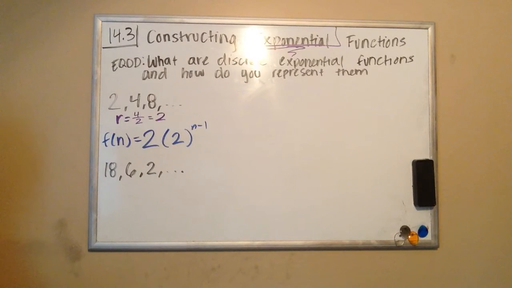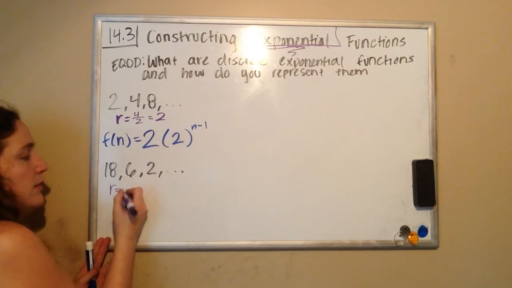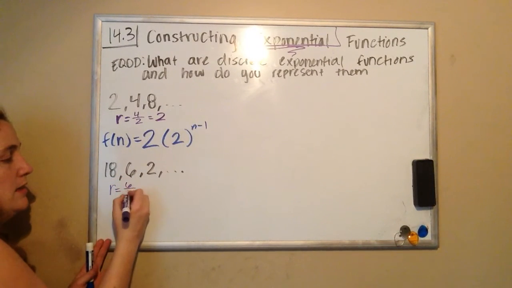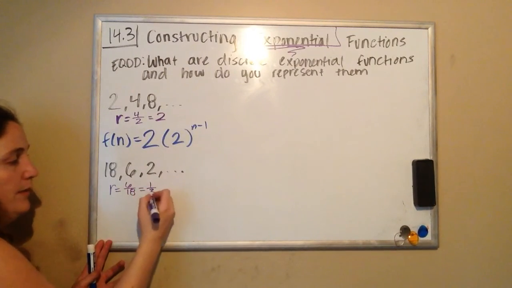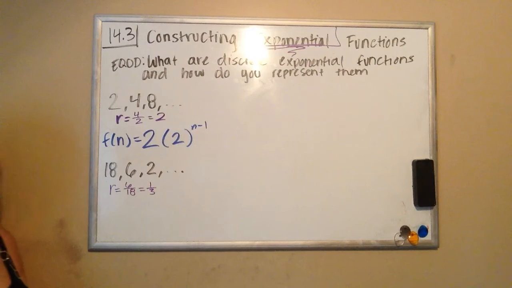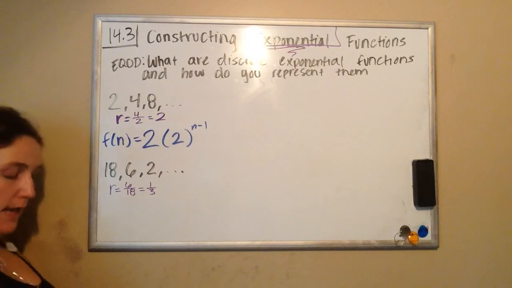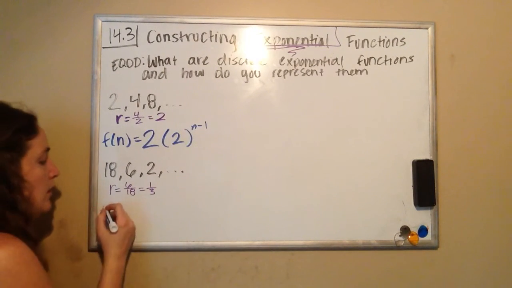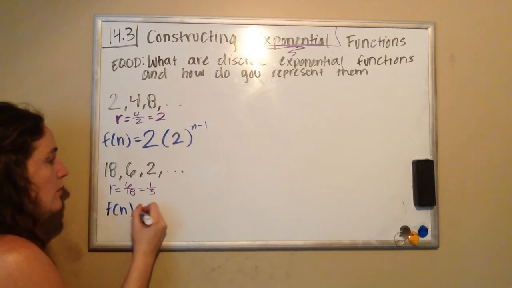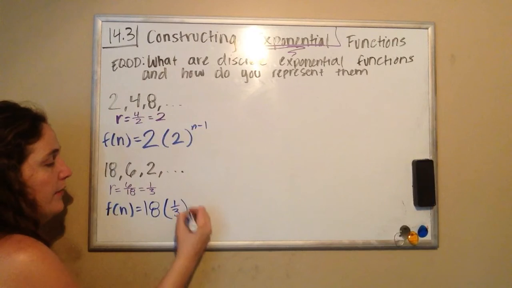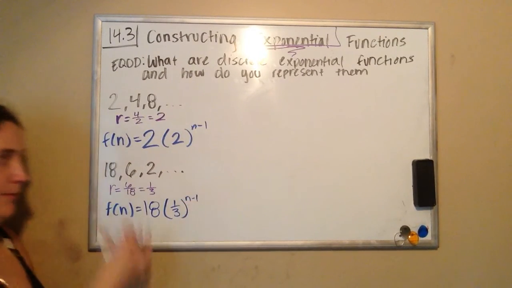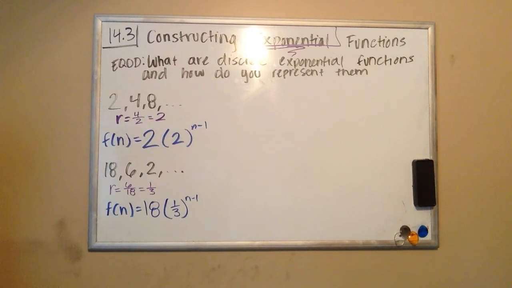Perfect. Okay? Down here, this is the second one we're going to work with. This is also a geometric sequence. And our ratio, we could do 6 over 18, or it's just 1 over 3 when we simplify it. Basically means we're dividing by 3 each time. Okay? And our equation would be f of n equals, first term is 18 times 1 over 3, or divided by 3, to the n minus 1 power. We learned how to do those yesterday.